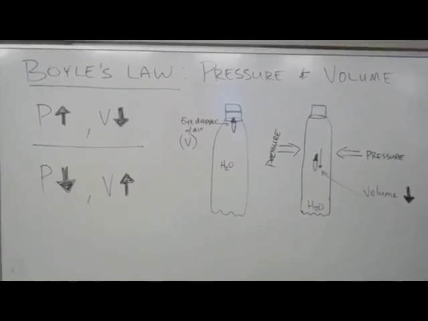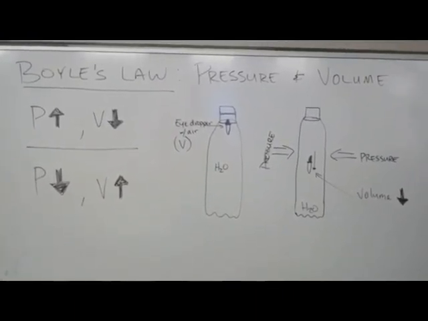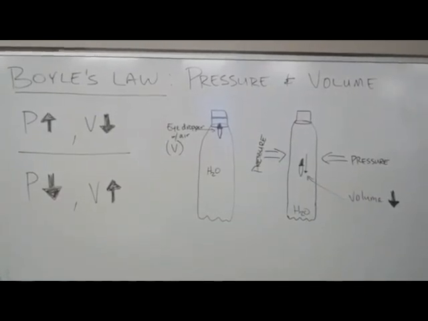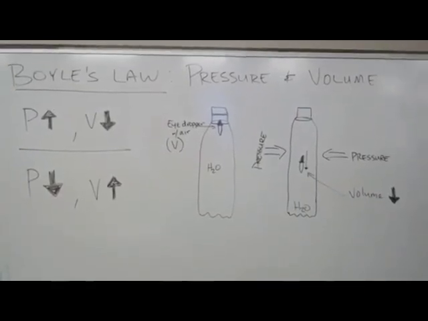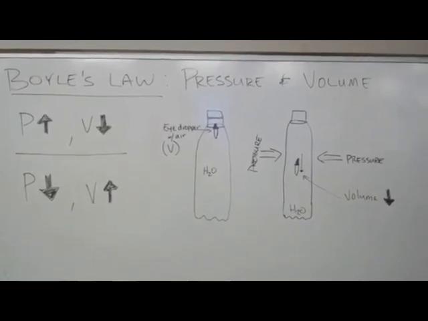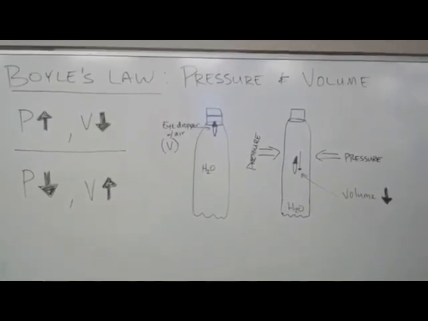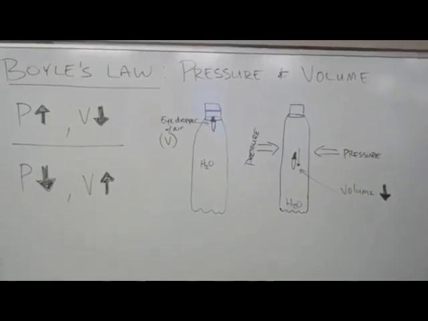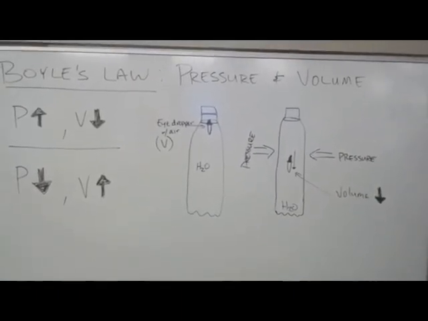The first law is called Boyle's Law, and it deals with pressure and volume. Boyle discovered that the relationship between pressure and volume are always opposite and proportional. This is called an inverse proportion. As pressure increases, volume decreases. Think of it as a seesaw. As one goes up, the other goes down.